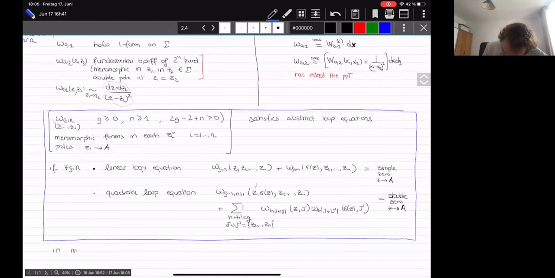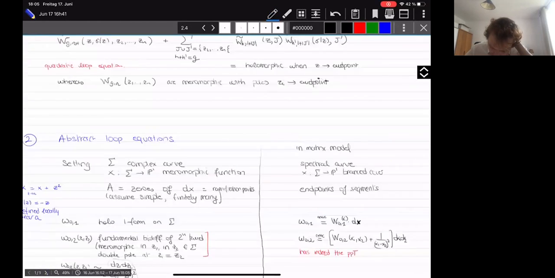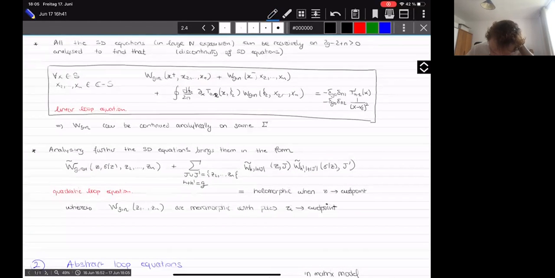And in the matrix model, indeed these two things are satisfied because of those linear and quadratic loop equations. So these functions here are holomorphic when z goes to an endpoint, which correspond to our ramification points here.